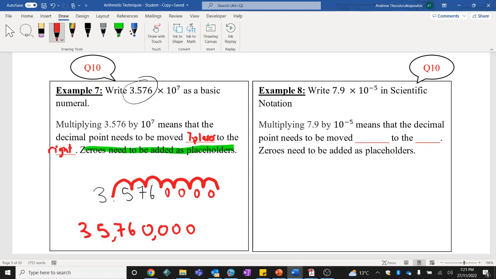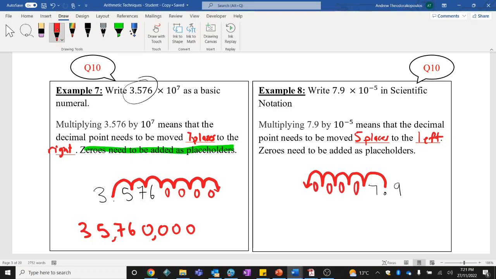Let's say we have the same question, but now we have a number with a negative power. Okay, what do we do then? Multiplying 7.9 by 10 to the negative 5 means that the decimal point needs to be moved 5 places, it's a bit neater, to the left. So what I'm going to do is write down 7.9, then move it 5 places to the left. 1, 2, 3, 4, 5. Underneath those gaps, I'm going to put zeros.